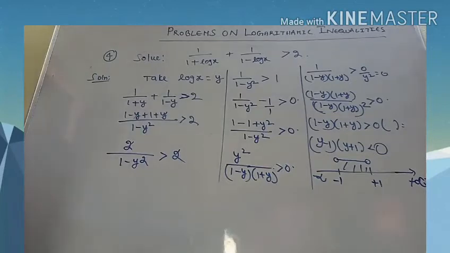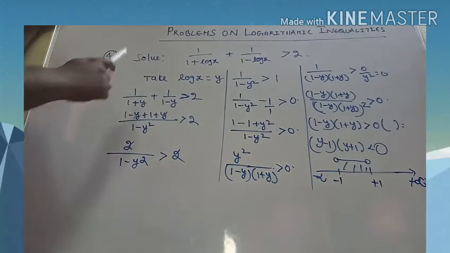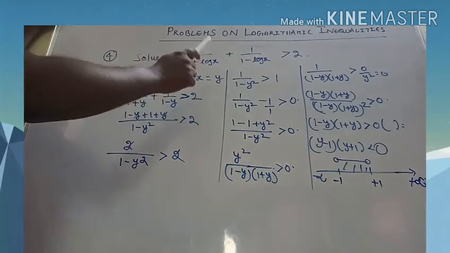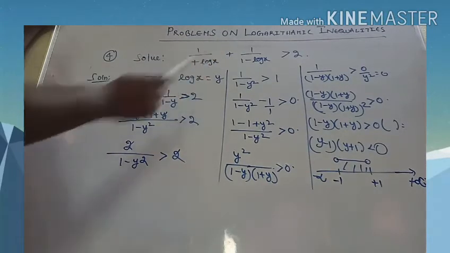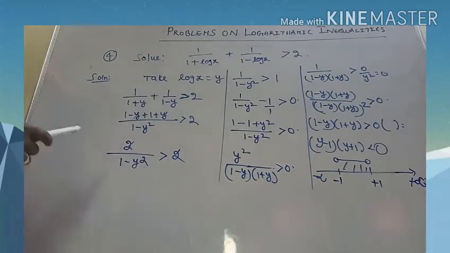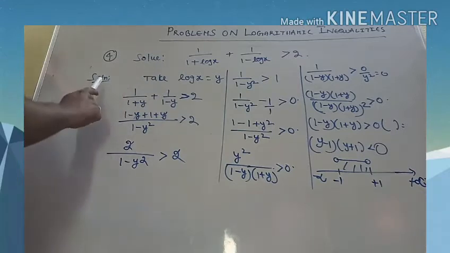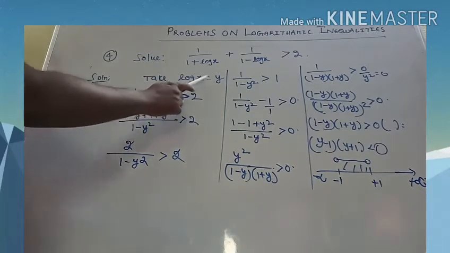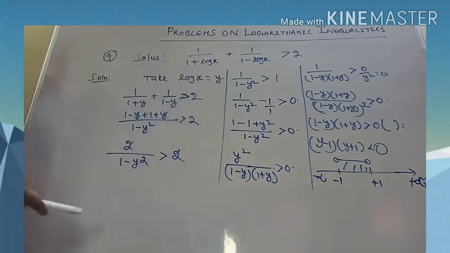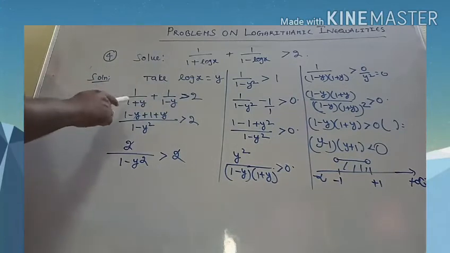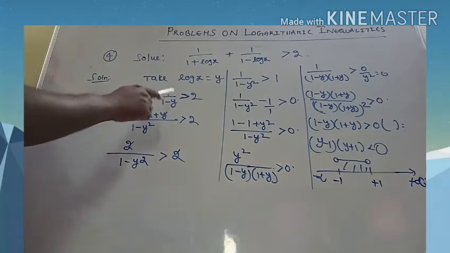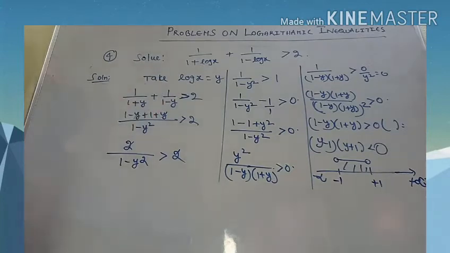Now the fourth problem: solve 1 by 1 plus log x plus 1 by 1 minus log x greater than 2. Okay, this is a different kind of problem. Okay, we do this one. The solution part: you take log x is equal to some other variable, say y. Now 1 by 1 plus y plus 1 by 1 minus y greater than 2.